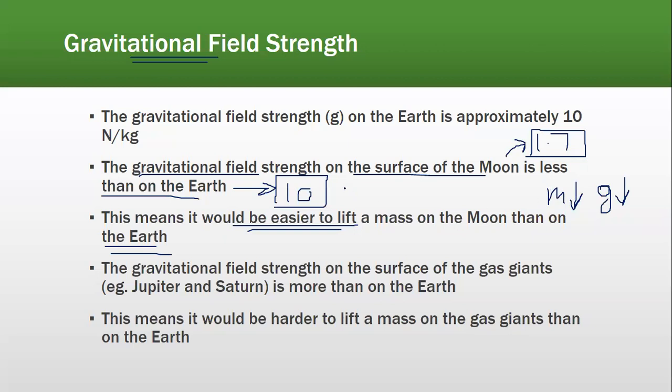But what about Earth? Now, Earth has a higher gravitational field strength, which means it would be having a higher weight भी होगा. Weight is the force that acts due to the gravitational force downwards. The gravitational field strength on the surface of the gas giants, for example, Jupiter and Saturn, is more than that of the Earth. This means it would be harder to lift a mass on the gas giants than on the Earth.